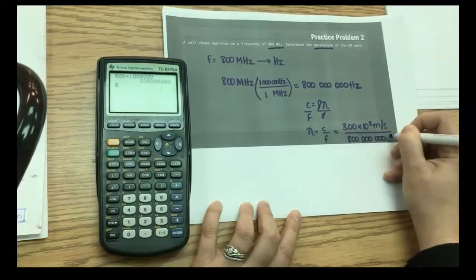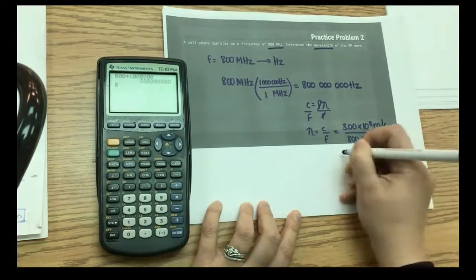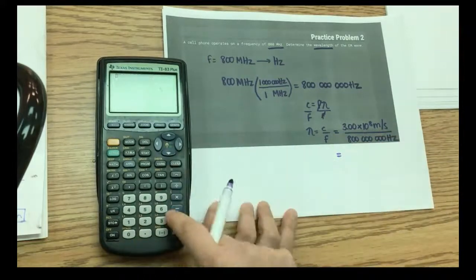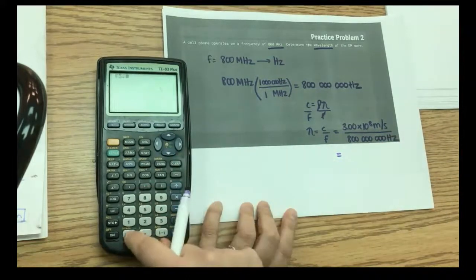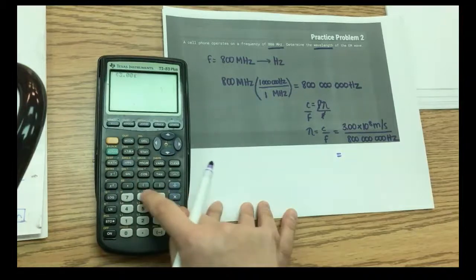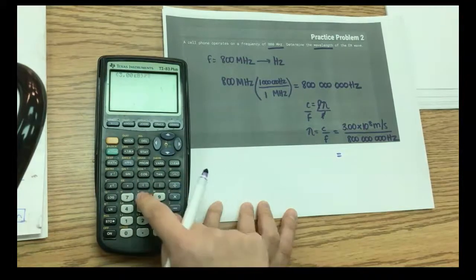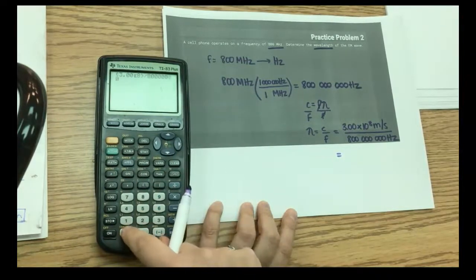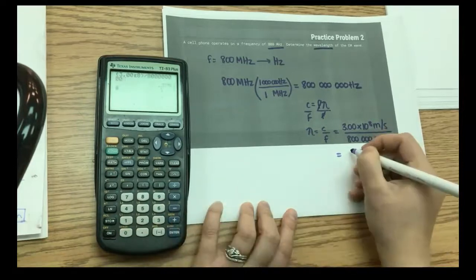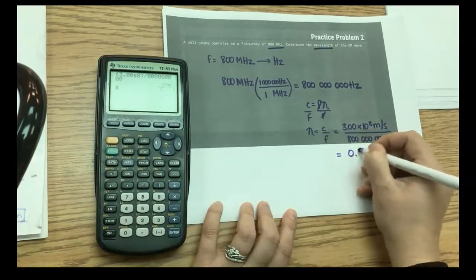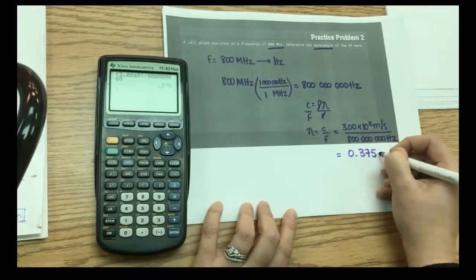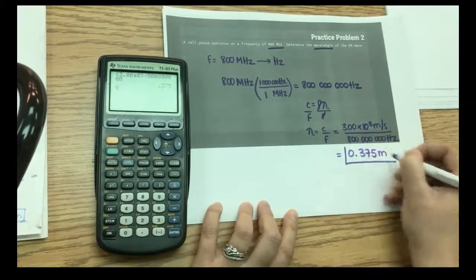So 800 million hertz. And then I'm going to divide my numbers in my calculator. And that gave me 0.375. And the answer is in meters because I'm looking for wavelength.